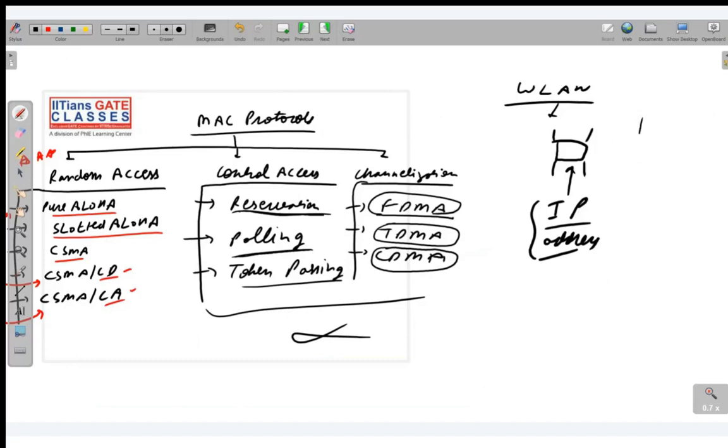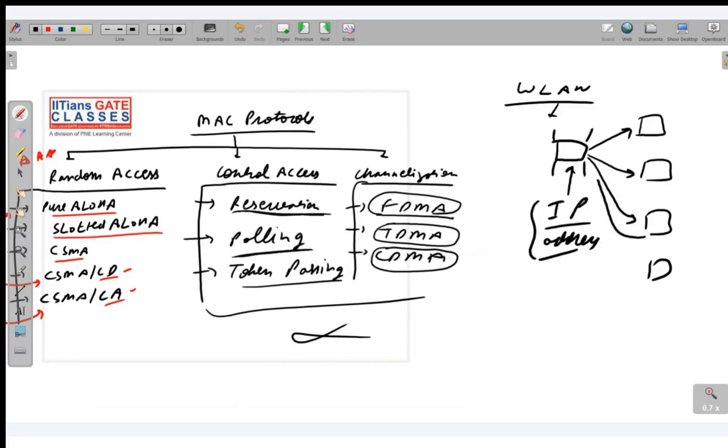So for example, say we have 4 devices. This WLAN router will ask the first one: do you want to send data? He will say no. Then it will ask the next, do you want to send data? He will say no. It will ask another, do you want to send data? It will say yes.